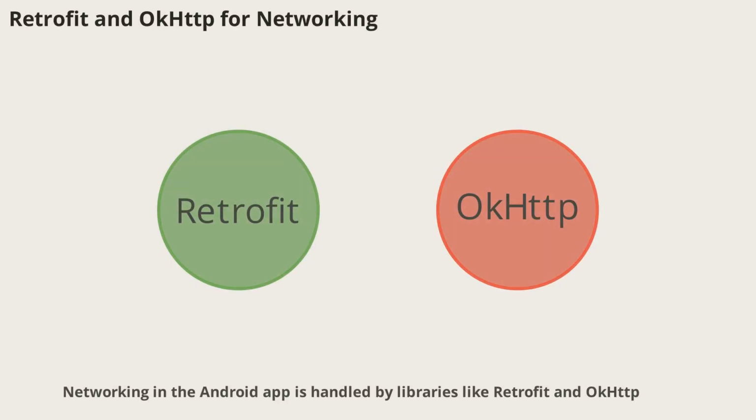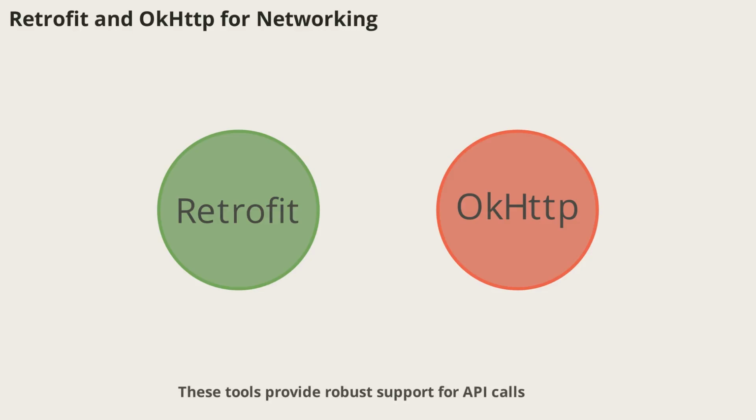Networking in the Android app is handled by libraries like Retrofit and OkHttp. These tools provide robust support for API calls, including retry logic for reliability. By abstracting network operations, they simplify development and ensure consistent communication with backend services.